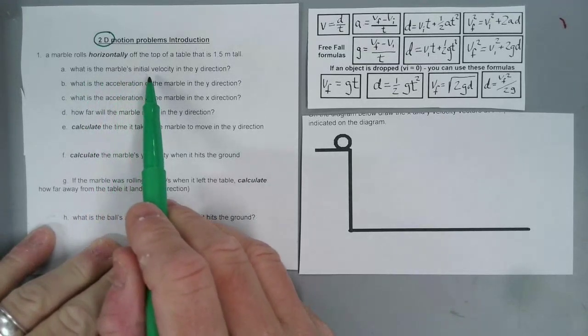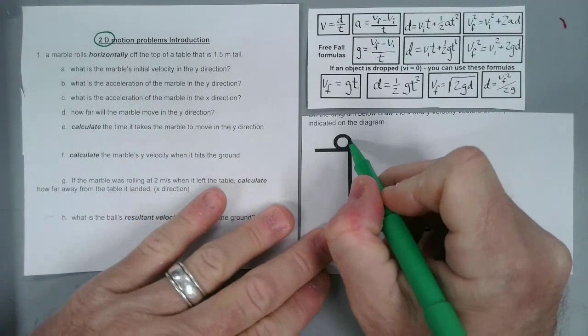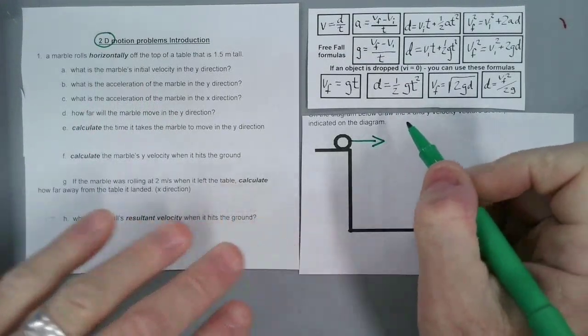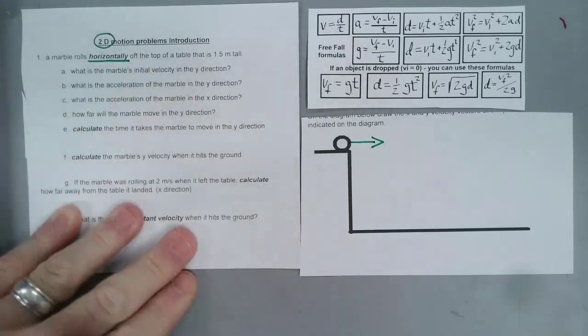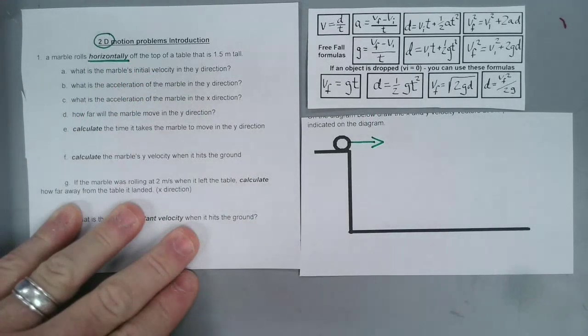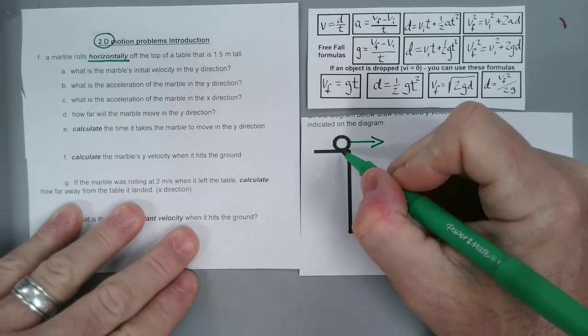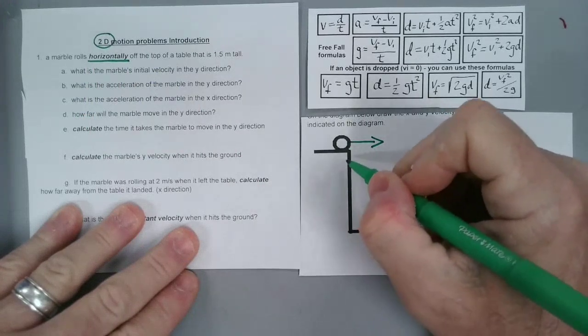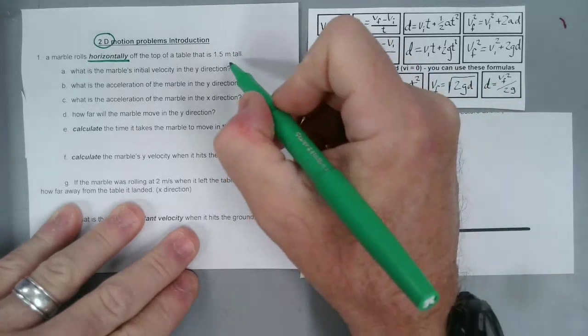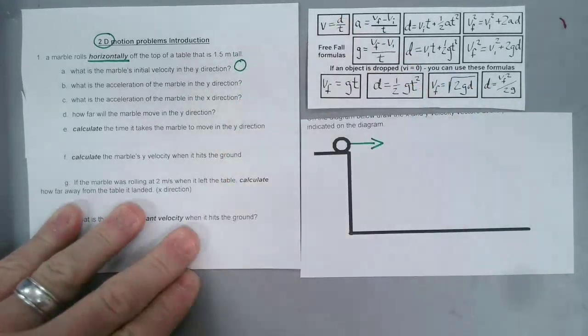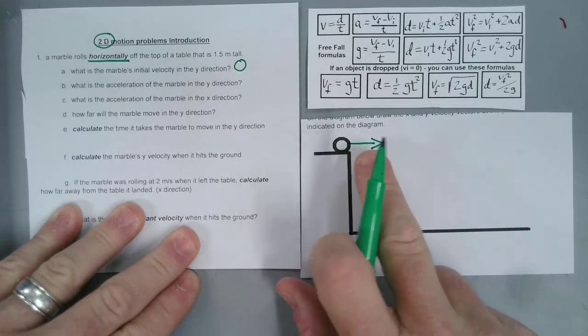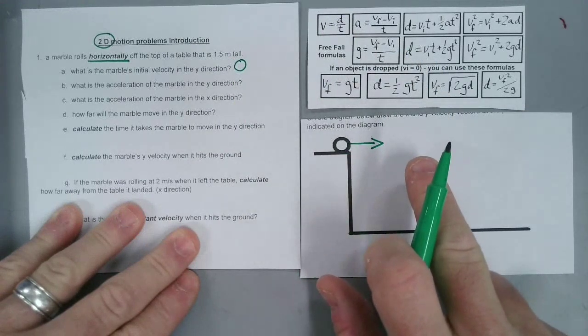The marble's initial velocity in the Y direction. Well, the ball started off only with horizontal motion. That would be the X direction. The ball at the start of our problem is not moving this way because it's on the table. So the ball's initial velocity in the Y is 0 because it starts off all horizontal, or all X.